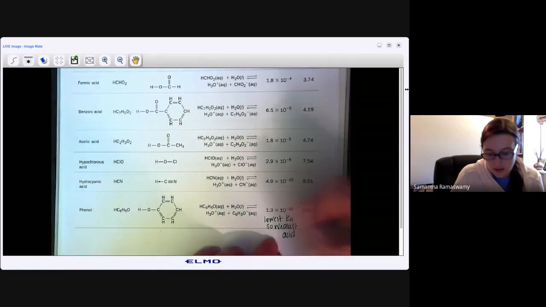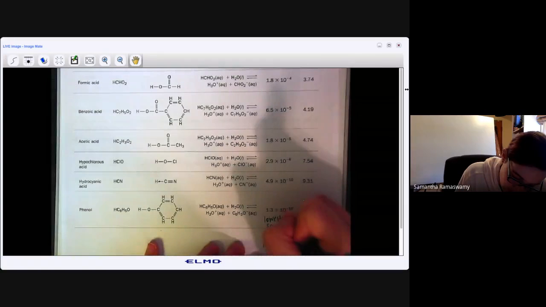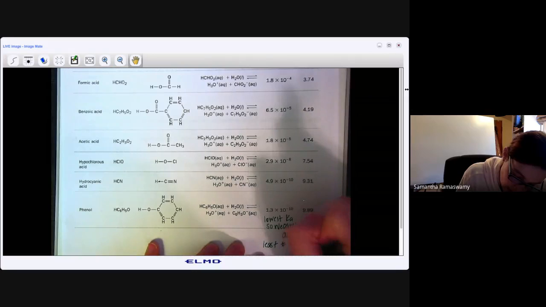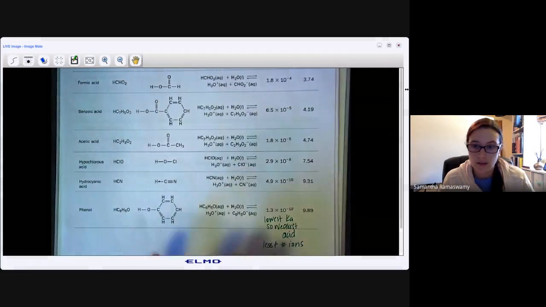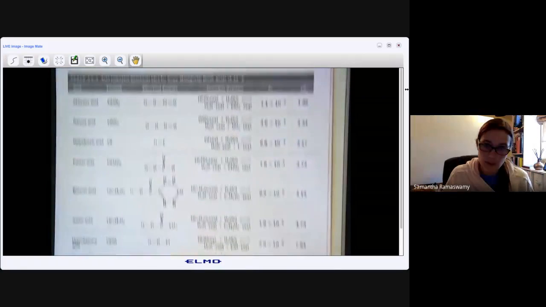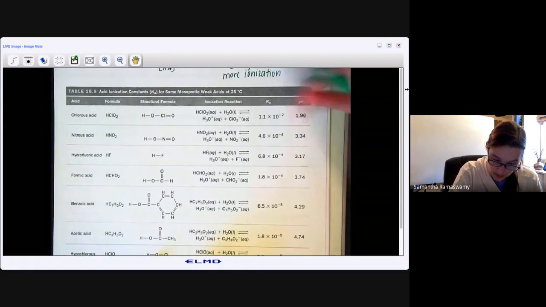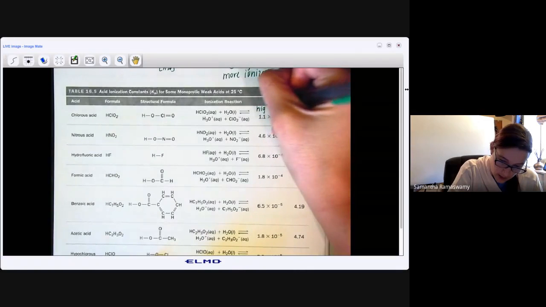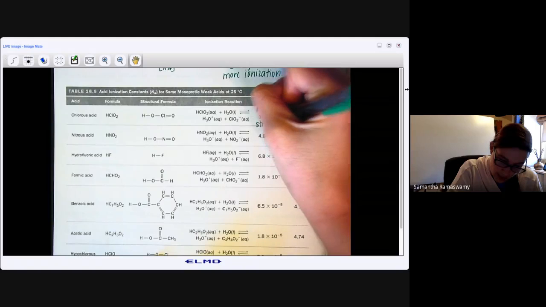Because the lowest Ka means, I should say, the least number of ions. So it's the weakest acid. Up here at the top, chlorous acid with a Ka of 1.1 times 10 to the negative 2. This is the highest Ka, which means it's the strongest acid out of all of these.